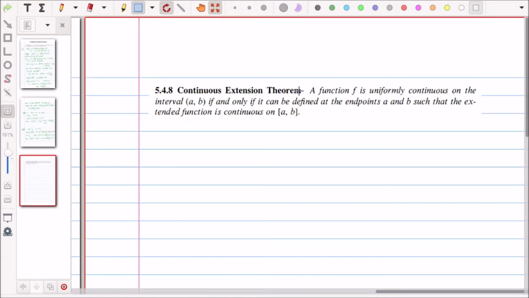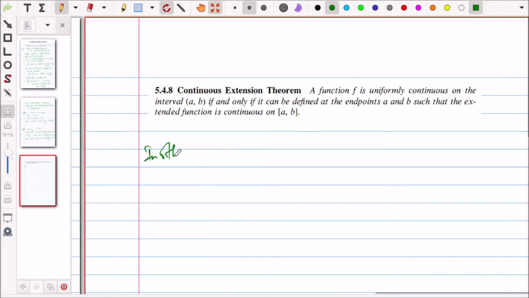So this theorem says that a function f is uniformly continuous on the interval ab if and only if it can be defined at the endpoints a and b such that the extended function is continuous on ab. Extended function continuous on ab means that the limit as x tends to a positive should exist and the limit as x tends to b negative should exist.